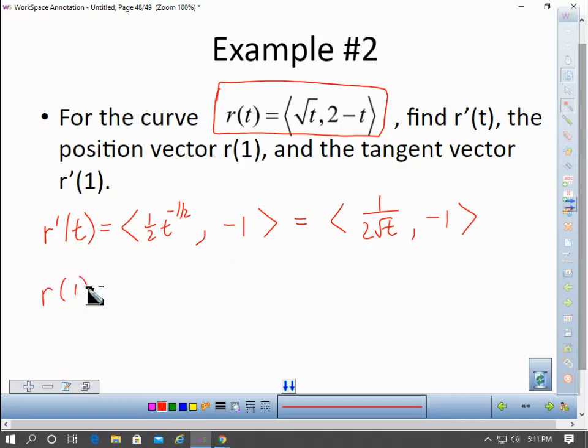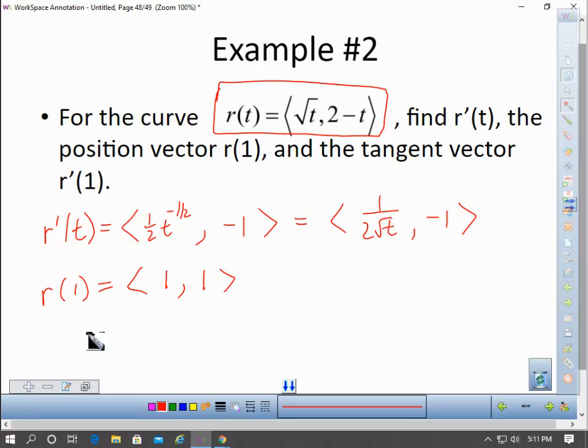Now find the position vector r of 1. Well, r of 1 just means plug a 1 into this r that they gave me, this vector. So that'd be the square root of 1, which is 1. Then plug a 1 in here. 2 minus 1 is 1. So all I'm doing for r of 1 is just plugging 1 in for t into the vector they gave me. That's my position vector. Not a problem there. When t is 1, that's the position. I'm at 1, 1.